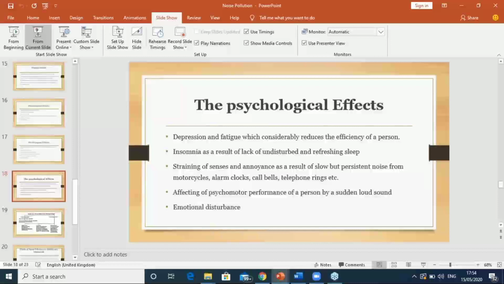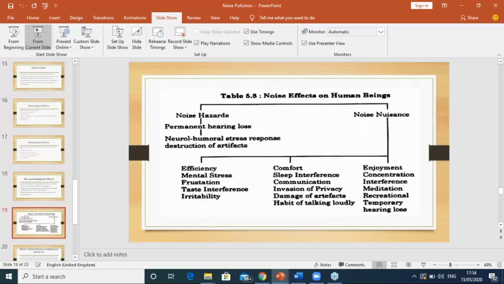And of course, the psychological effect is the fact that it causes depression and fatigue, insomnia. You're not able to sleep. Straining of the senses and annoyance as a result of slow but persistent noise from motorcycles. Affecting your psychomotor performance. You're distracted, you cannot read. Emotional disturbance. Sometimes it leads to anger, to anxiety, to, let's say, we start quarreling and fighting with the person. These are psychological effects of noise.